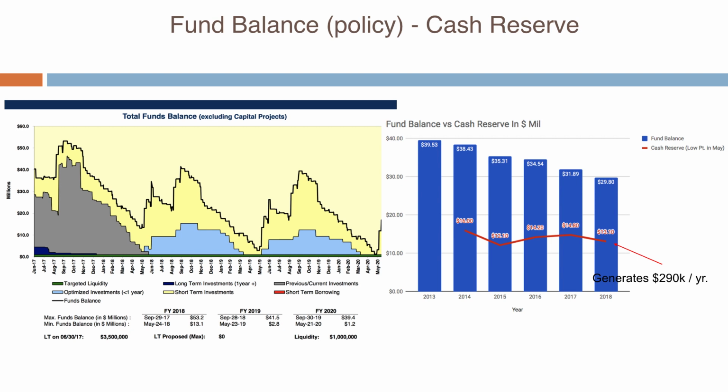The graph to the right illustrates the fund balance year over year, and again, it does not represent the cash flow reserve, but the red line does represent that amount. And you can see in May of 2018, the low point is $13.1 million. However, the June 30th amount, the fiscal year ending date for our audited financials, is projected to reflect $29.8 million.